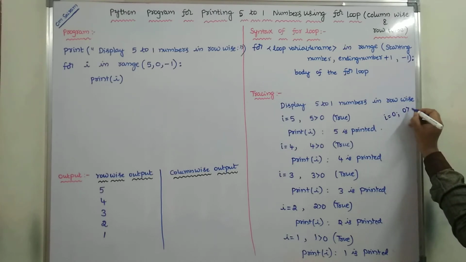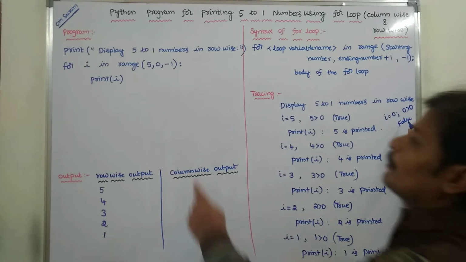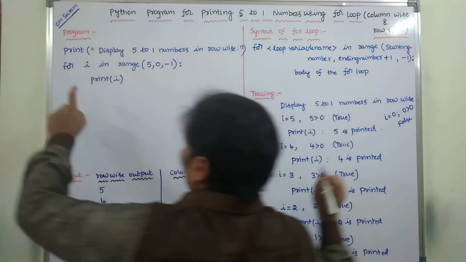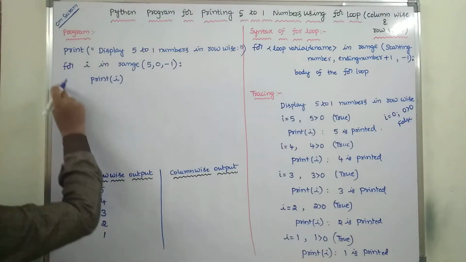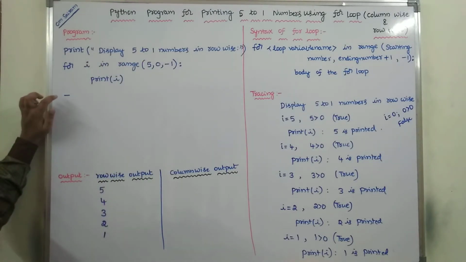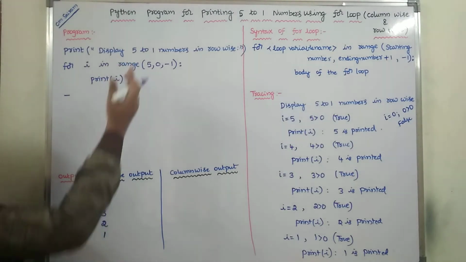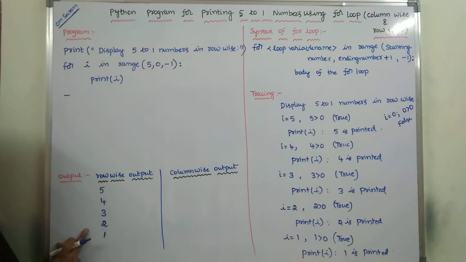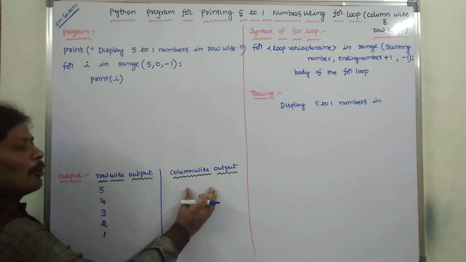Now 0 greater than 0. So this is false. Whenever the condition is false, the control goes to the next statement after the for loop. Up to now, this is the for loop. After the for loop, there is no next statement, so the program is terminated. Okay, so this is the row wise output. We have to print the 5 to 1 numbers. Okay, next we go for column wise output.